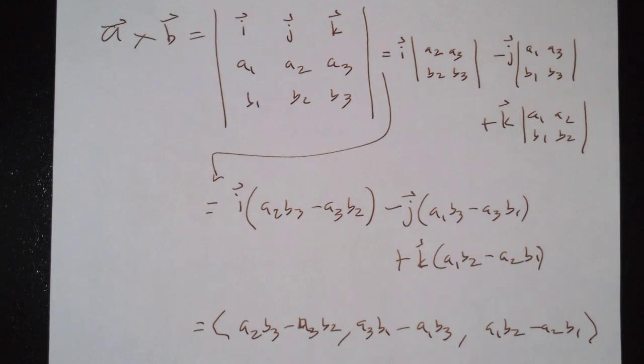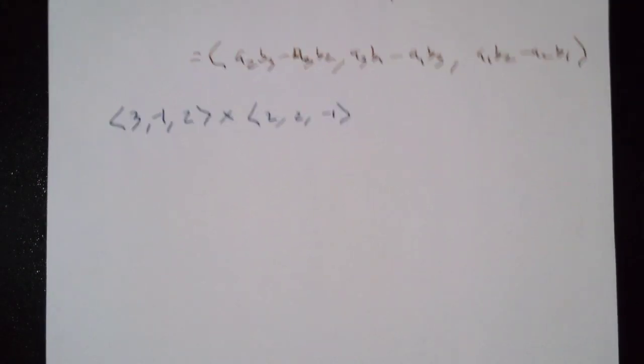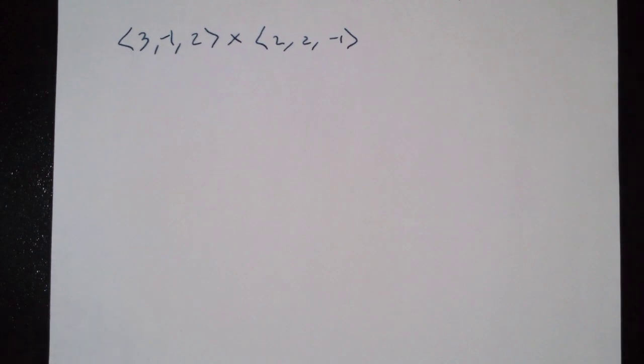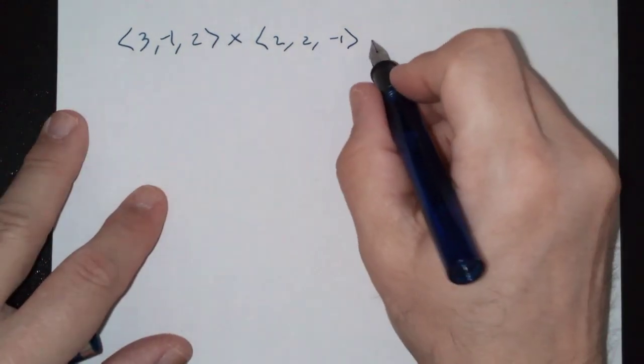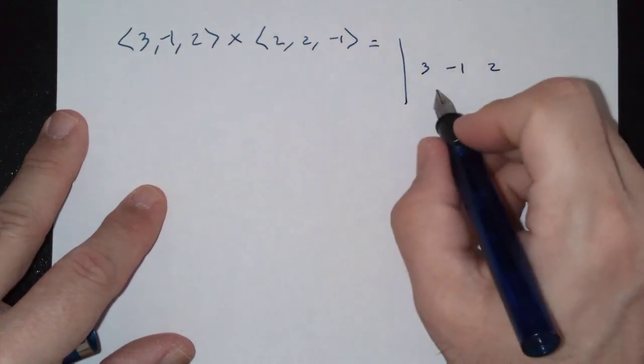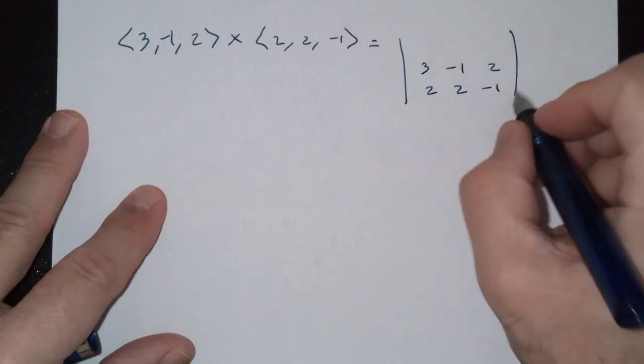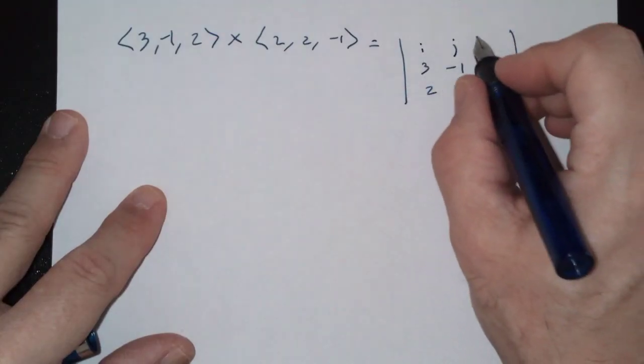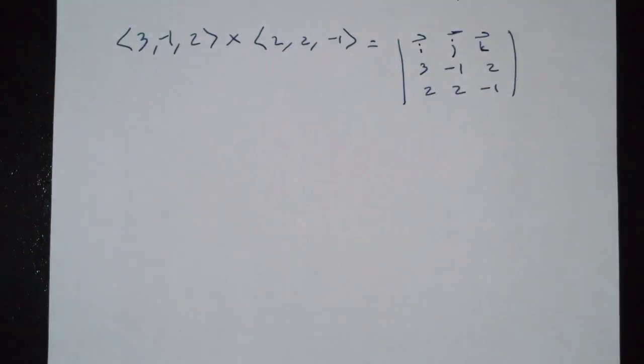So let's do an example. Now I cheated, and I pulled off the formula at the top, so we can't see it. I want to do this from the formulation using the determinant. So these are the second and third rows. But on top, go i, j, and k.